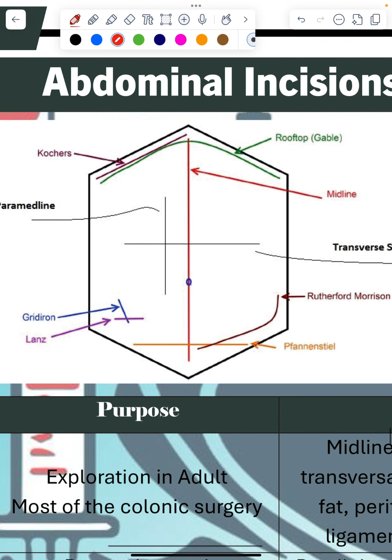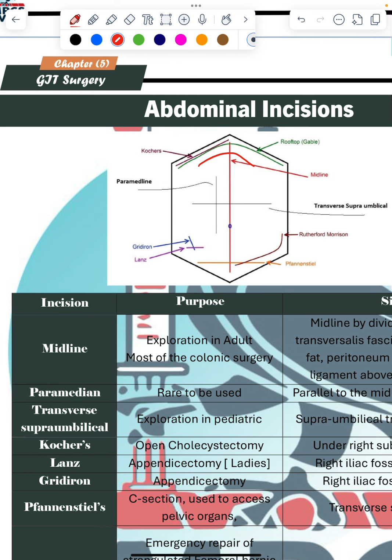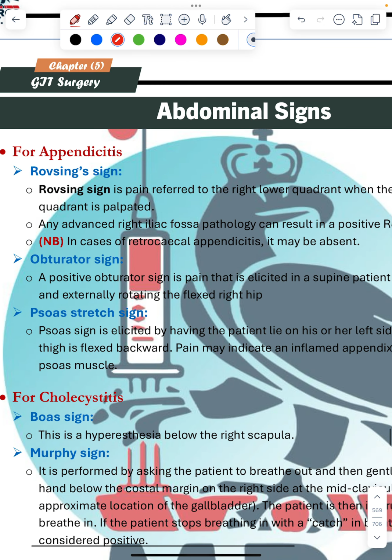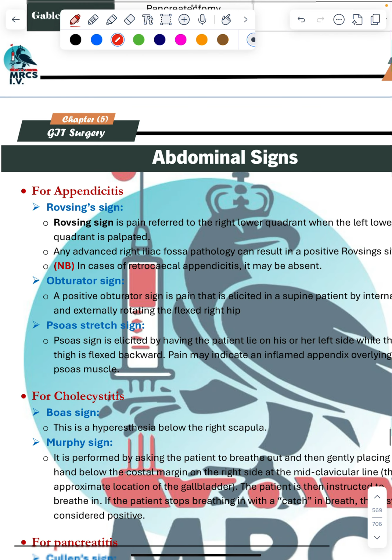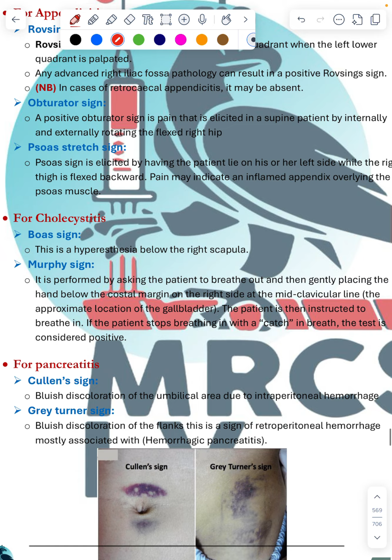These are the abdominal incisions. This is Kocher's incision. You can see this is a rooftop incision, this is a midline incision, the gridiron incision, and the Lanz incision is done in females. Appendix signs: Rovsing's sign, pain in the right iliac fossa when you compress the left side; obturator sign when you try to bend and rotate medially; psoas sign when you stretch.